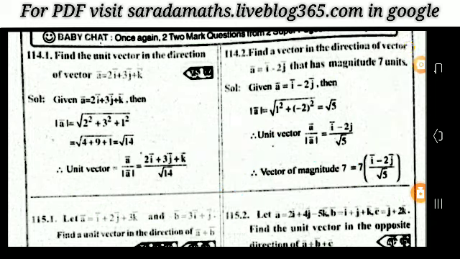A bar by mod a bar is the unit vector, magnitude is equal to 1. But here we want the vector having magnitude equal to 7. That is multiplying this unit vector by the number 7. So that is 7 into a bar by mod a bar. That's all, that is the answer. Unit vector into 7.